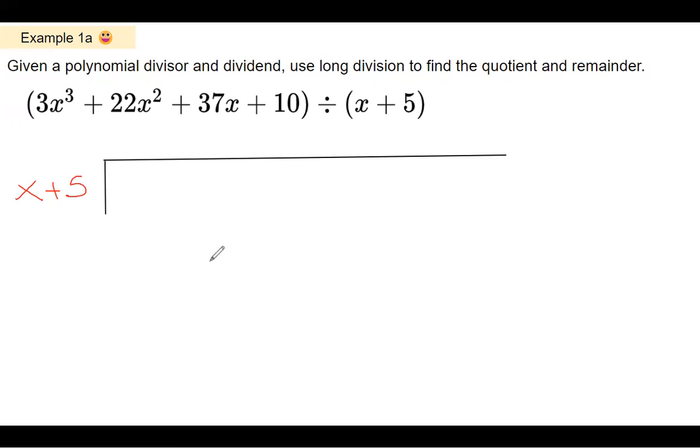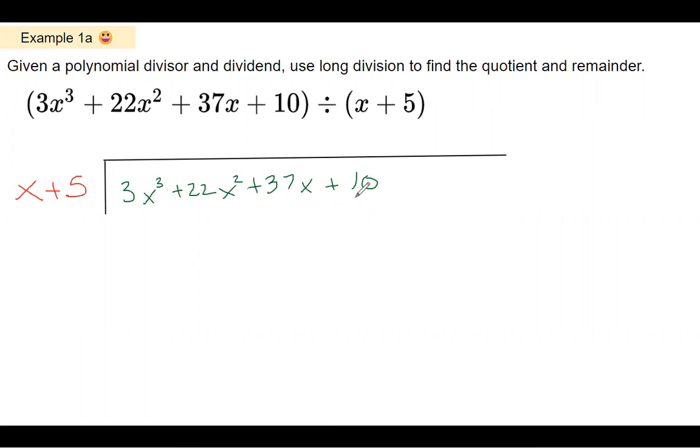My dividend is what's being divided, which is my beautiful term right here: 3x to the power of 3 plus 22x squared plus 37x plus beautiful 10. And make sure everything is underneath my beautiful dividing house here. Okay, ready. Listos. Everybody has it written down?